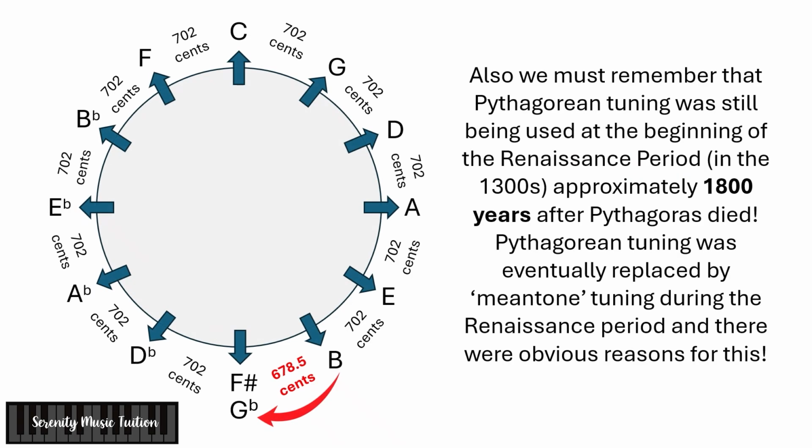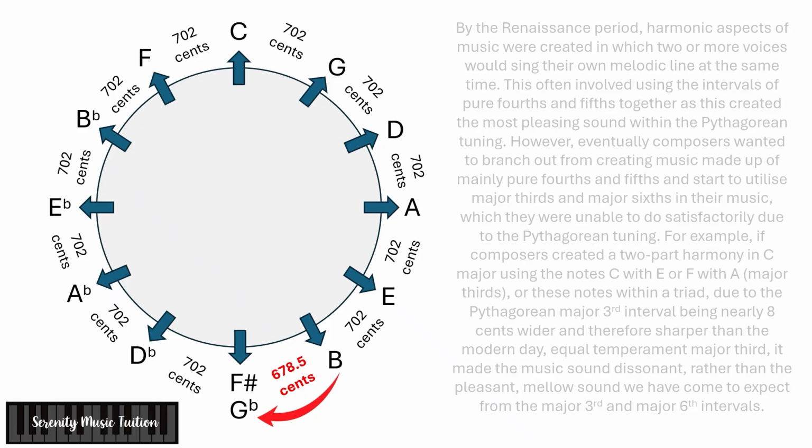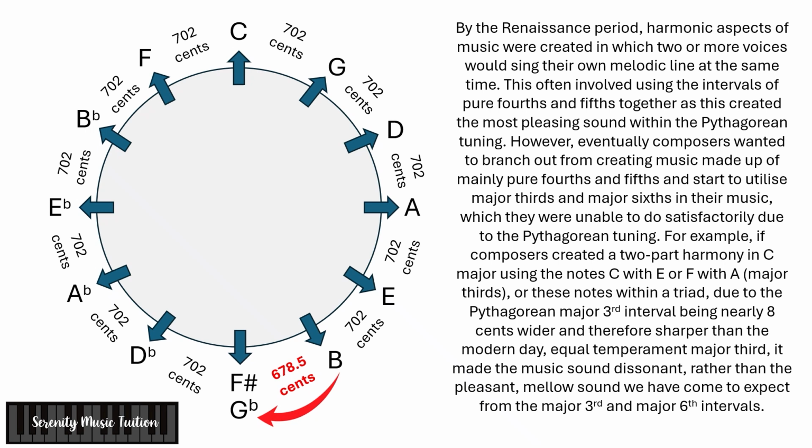Also, we must remember that Pythagorean tuning was still being used at the beginning of the Renaissance period in the 1300s, approximately 1800 years after Pythagoras died. Pythagorean tuning was eventually replaced by mean tone tuning during the Renaissance period, and there were obvious reasons for this. By the Renaissance period, harmonic aspects of music were created in which two or more voices would sing their own melodic line at the same time.